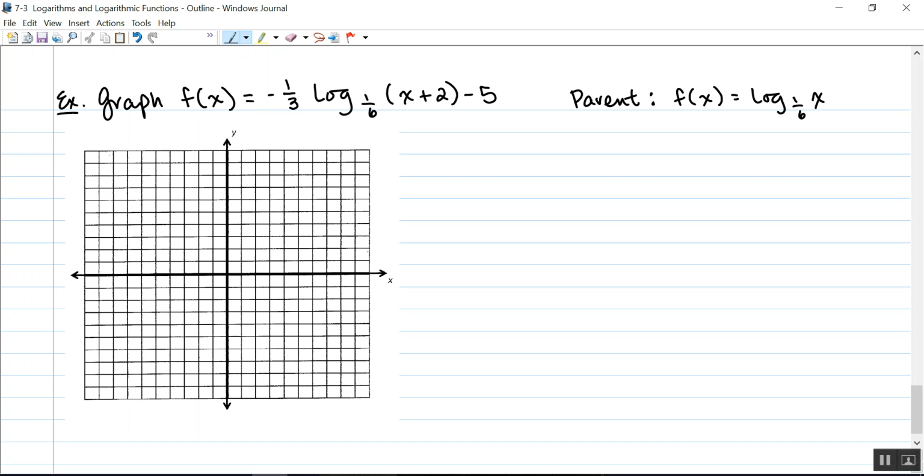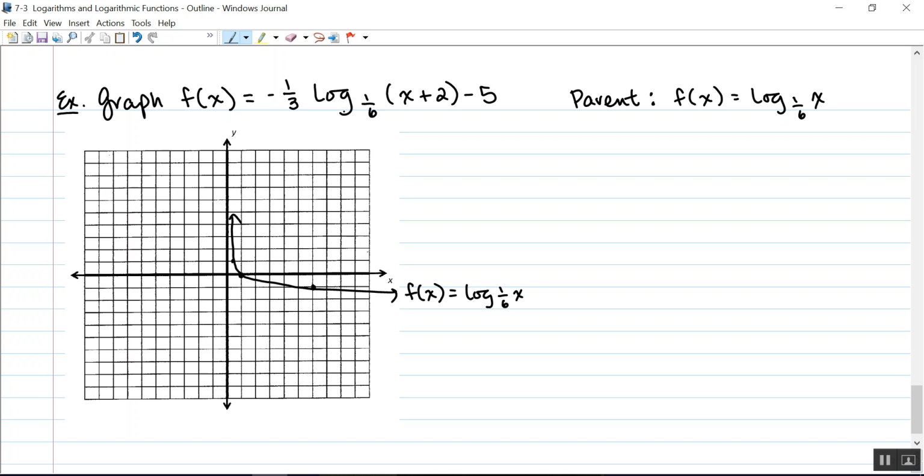Maybe I'll just go ahead and graph it in black. So the parent function is going to give me the points 1/6, 1, then 1, 0, and 6, -1. Let's see, 2, 4, 6, -1. So that's what my parent function looks like. And maybe I'll just go ahead and write it here. So this is f of x equals log base 1/6 of x.